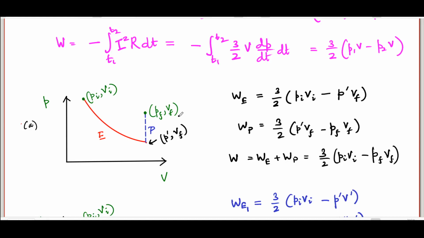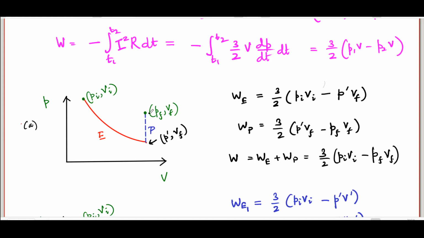So now, what is the net work done for this process? It's very easy to figure out. We have already figured out the work done for each individual part. The work done during this expansion, as we had figured out, is 3 by 2 times P1V1 minus P2V2. So here the initial PV values are PI and VI. That goes here. And the final PV values are P prime and VF. So P prime times VF goes here. So that's the work done for the adiabatic expansion, slow expansion of the gas.